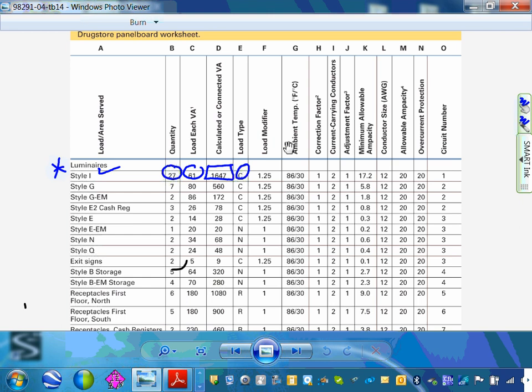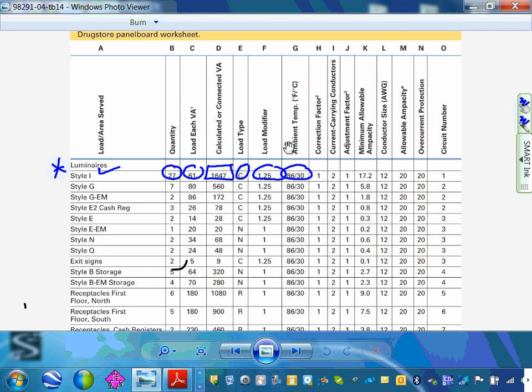Okay, load modifier with continuous load. What does that mean? 1.25. So, okay, and ambient temperature. The ambient temperature will tell you, are you in a hot climate? It looks like we're exactly where we should be. Do we need to worry about temperature? 30 degrees, 86? No, don't worry about it. Okay.